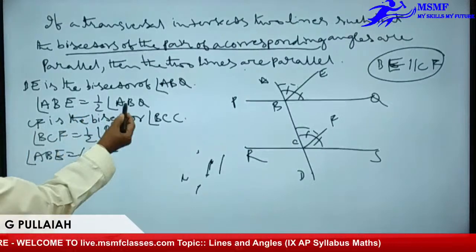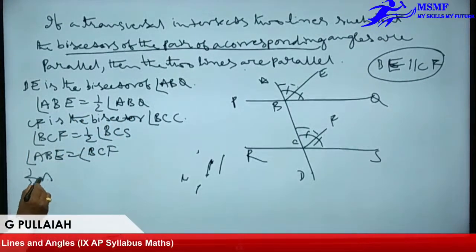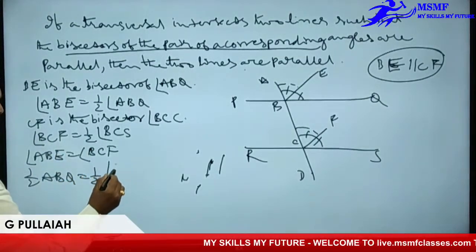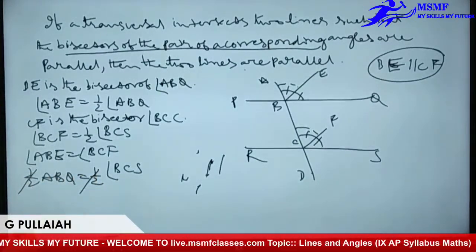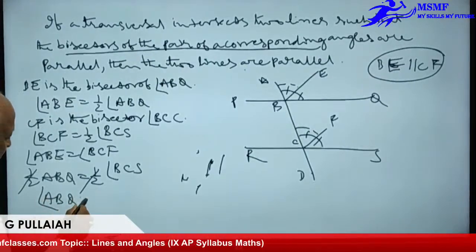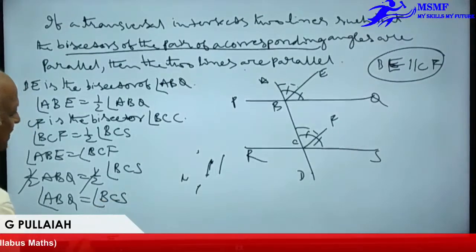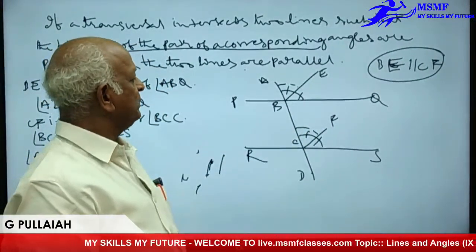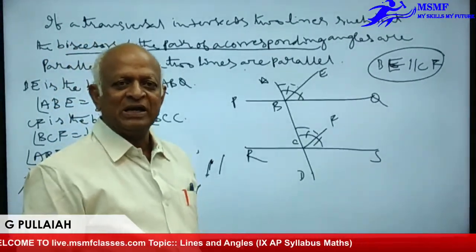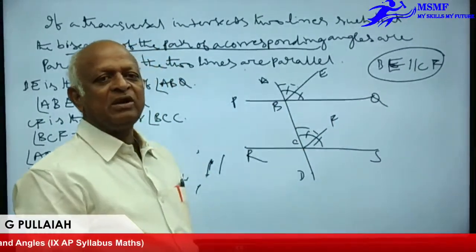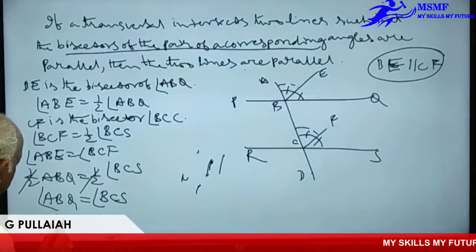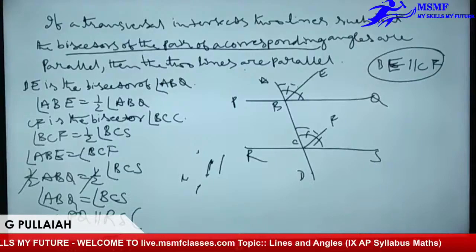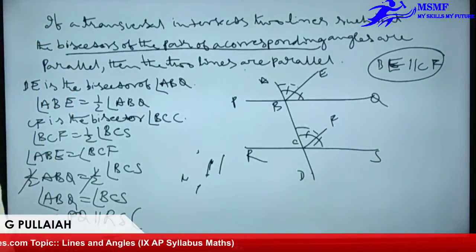If ABE is equal to BCF, what is ABE? It is half of ABQ. What is BCF? It is half of BCS. Let us cancel half to half. Thereby, you can say ABQ is equal to angle BCS. Now we have proved that ABQ is equal to angle BCS. Observe ABQ and BCS. These two are the corresponding angles. If ABQ and BCS are equal, then you can say PQ is parallel to RS. Why? Because the corresponding angles are equal.